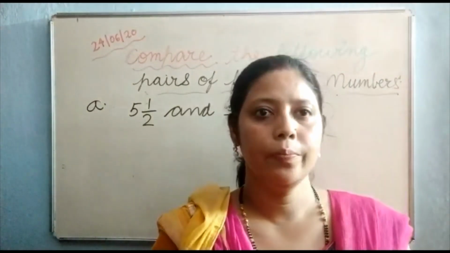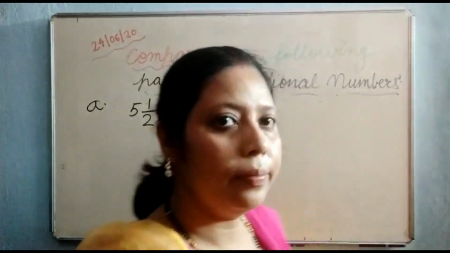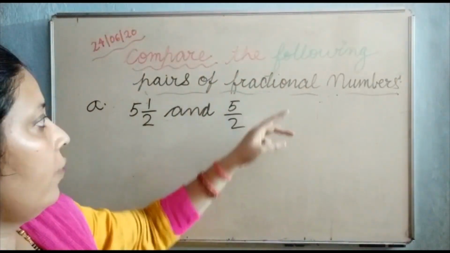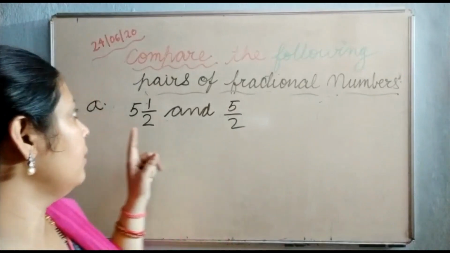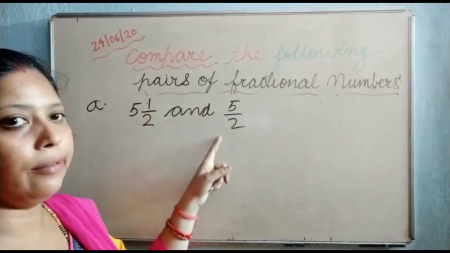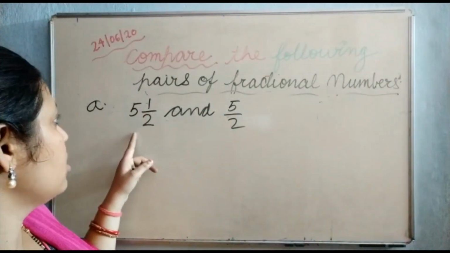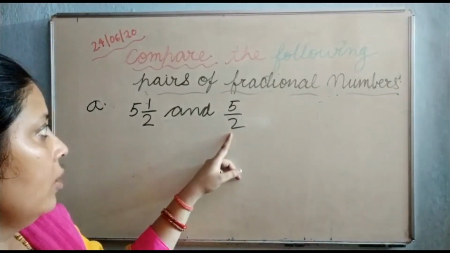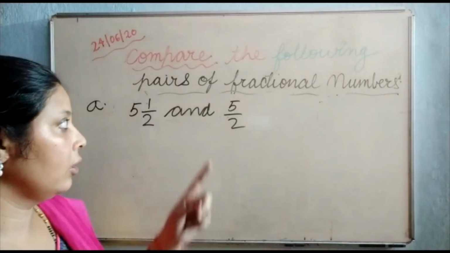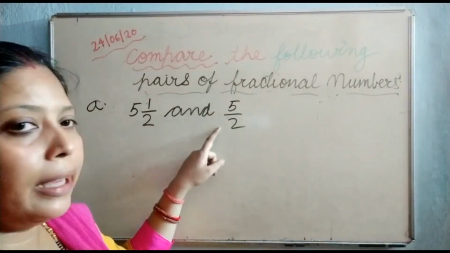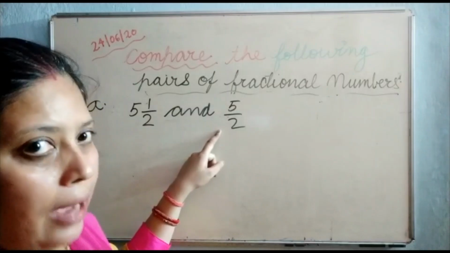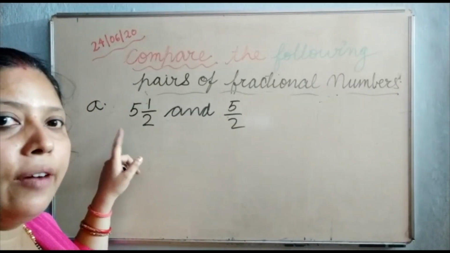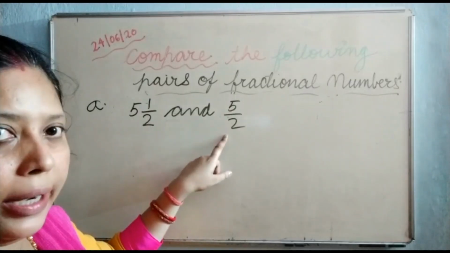Students, we have to solve this question. Compare the following pairs of fractional numbers. A number 5 1 by 2 and 5 by 2. This is mixed number and this is improper fraction. So we can directly compare these two. 5 by 2 is 2 and half. This is 2 and half and this is 5 and half. Then 5 and half is greater than 2 and half.